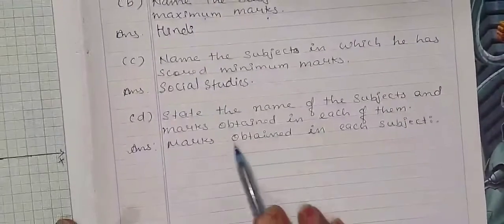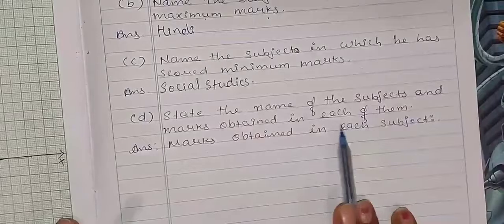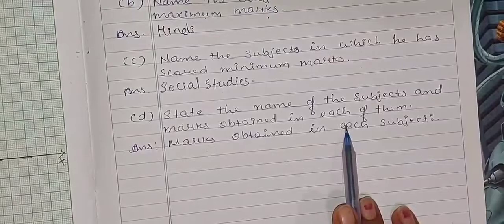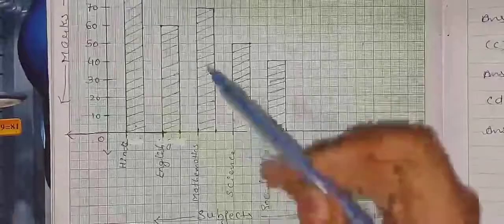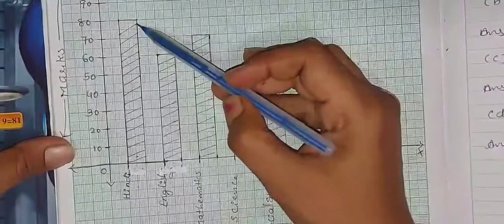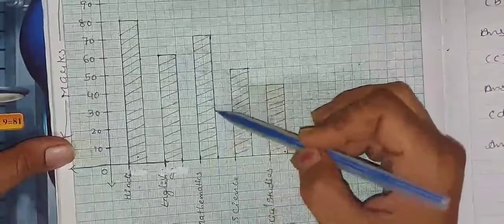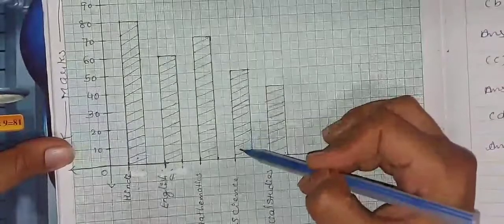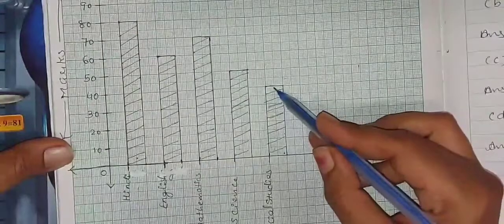Question number D. State the name of the subjects and marks obtained in each of them. So students, let us write the name of the subject and marks obtained in each subject. Let us find from the bar graph first of all. Hindi is the subject where how many marks did he get? 80. Then in English how many marks? 60. Then in mathematics? 70. Then in science? 50. And in social studies, 40.